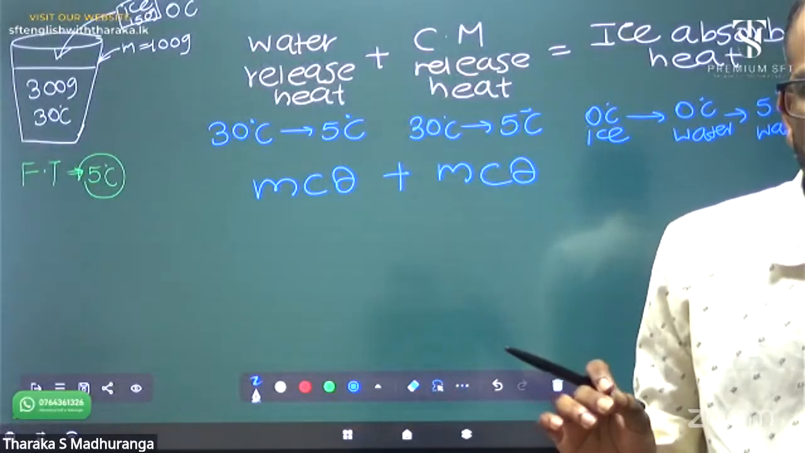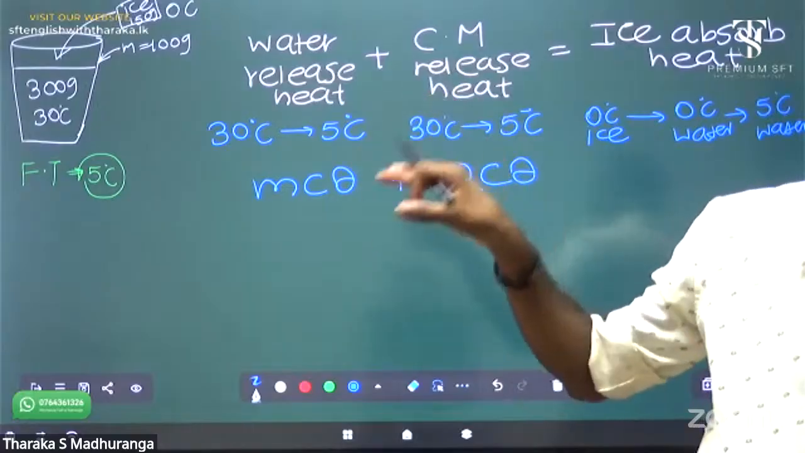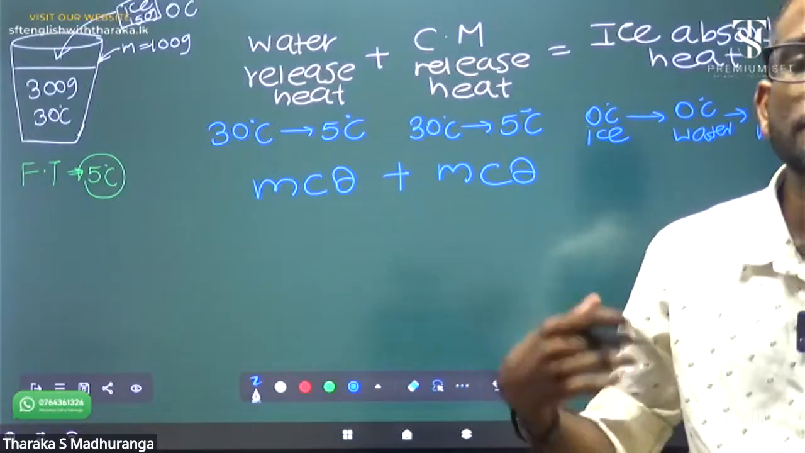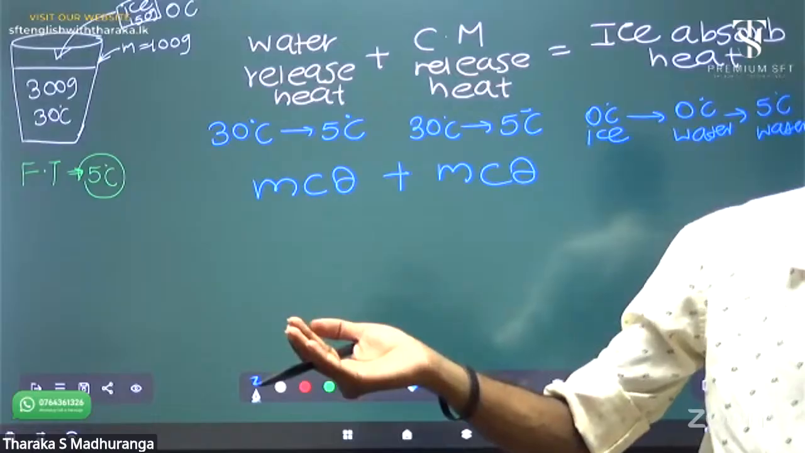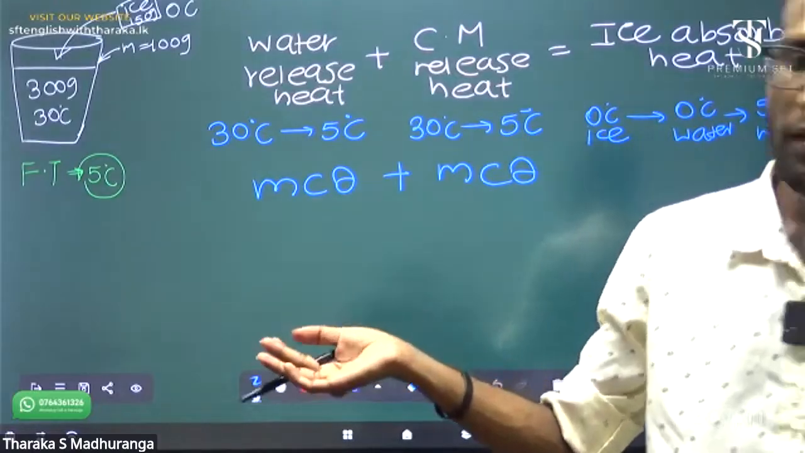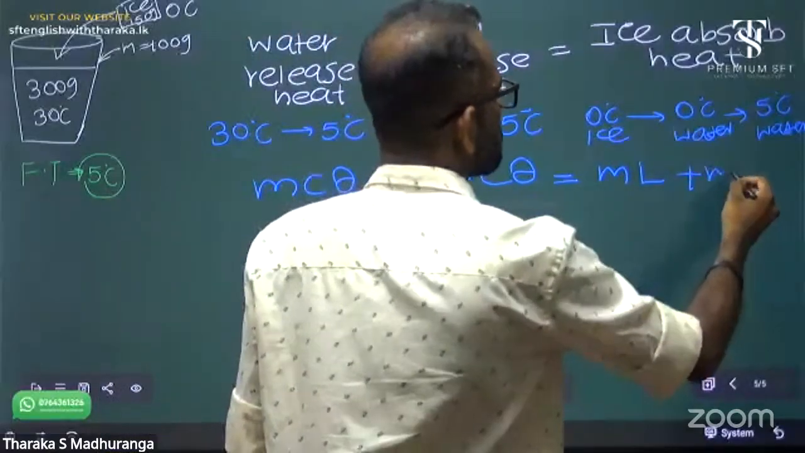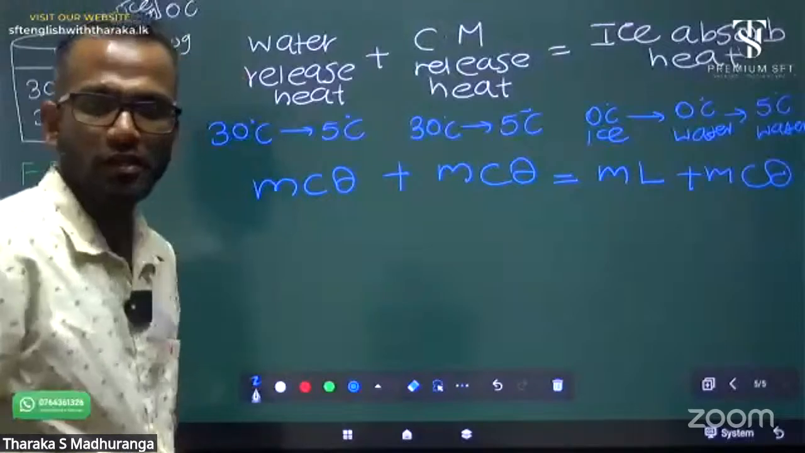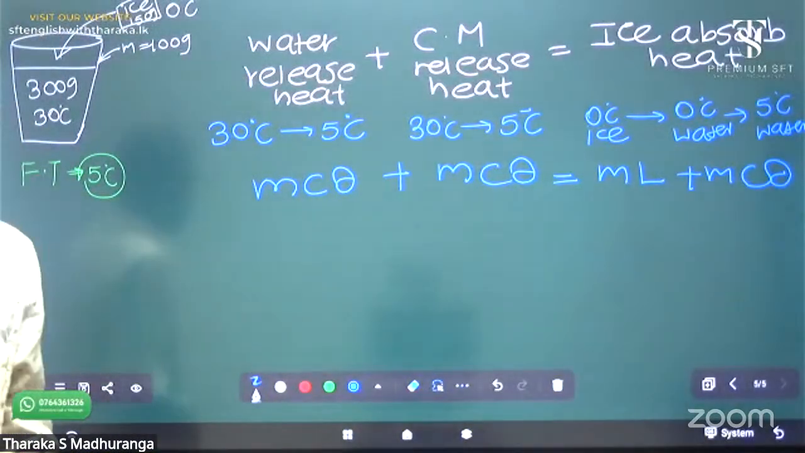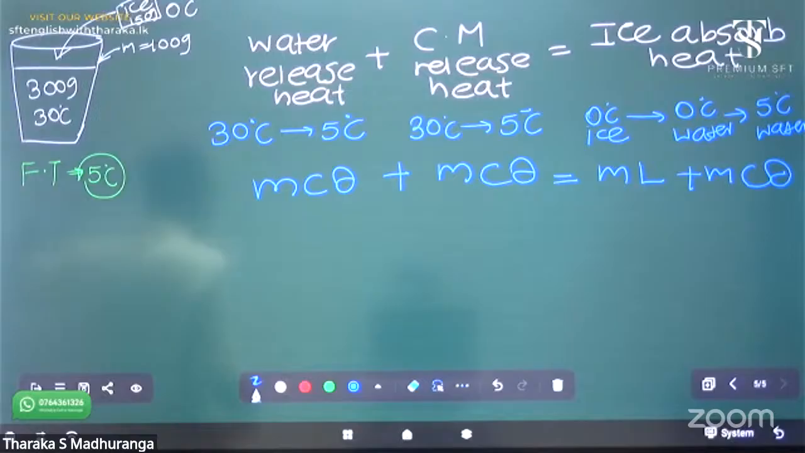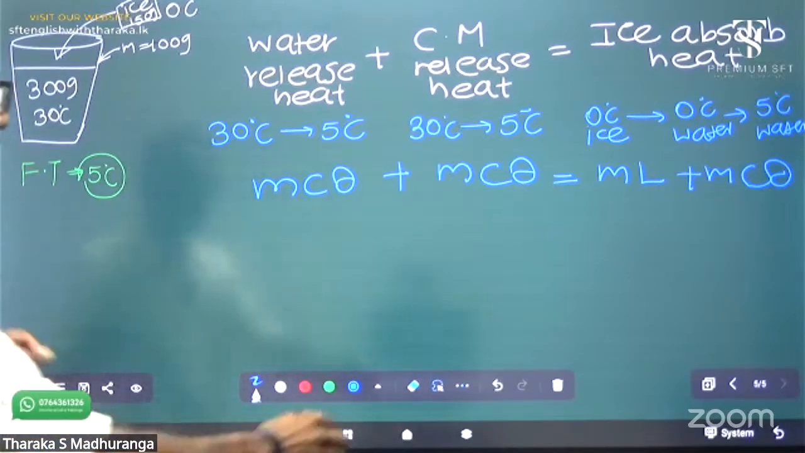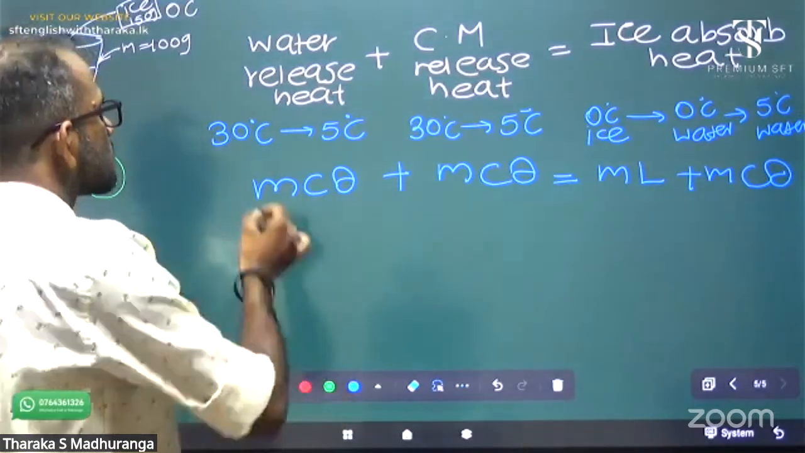Everyone the same. If there is no physical state change, only MC theta. If there is a physical state change and a temperature change, ml plus MC theta, right? It is equal to ml for physical state change and MC theta for temperature change. Any doubt? If you have doubt, please ask. Then we can substitute values.